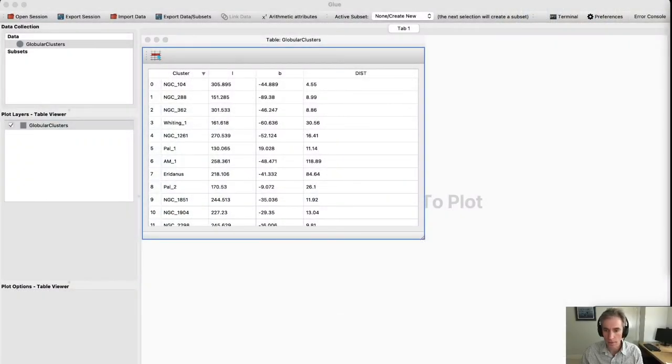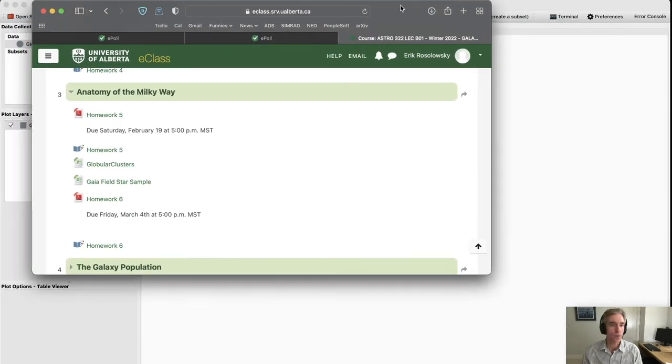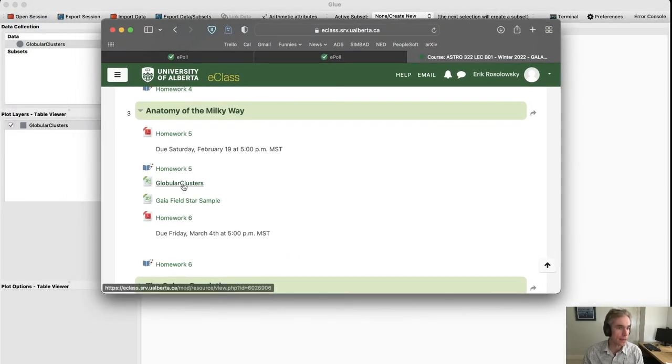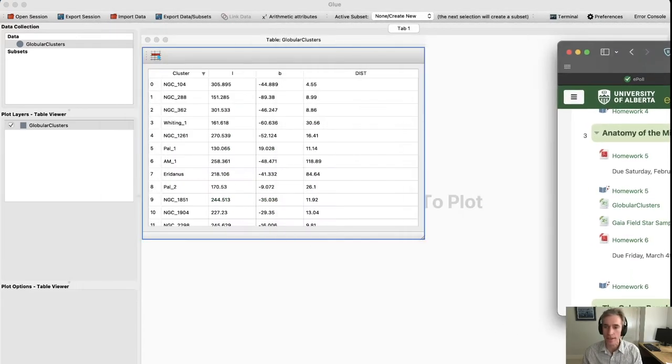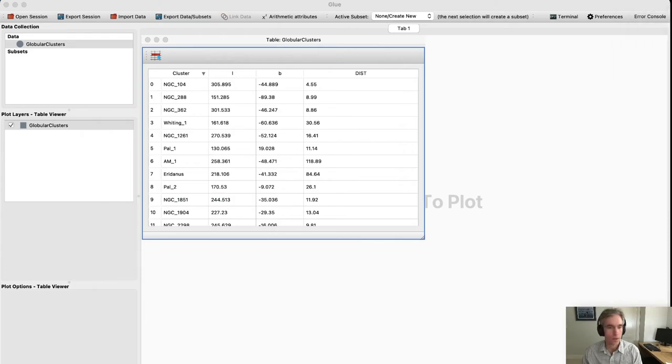I can show you this really quickly. If you hop into your e-class, there's a file there called globular clusters. There's also a homework 6 if you're excited about that. That appeared last night, handcrafted and organic for your enjoyment.